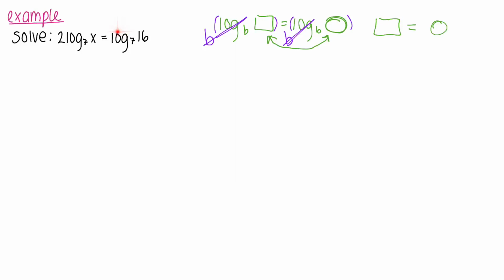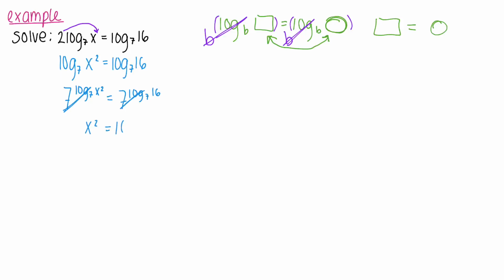So looking over here, we can't quite start with saying, oh, x has to be 16, because there is a 2 out front. The bases are the same, so we're good there. But we do need to make it so that it's just log base 7. So this 2 can come up here using our log properties. We have log base 7 of x squared is equal to log base 7 of 16. Now, really technically what we're doing here is we're taking 7 and making log base 7 of x squared the exponent. This is the only time I'm going to write this. And then we can cancel and get x squared equal to 16.